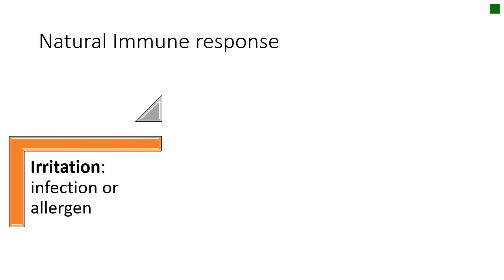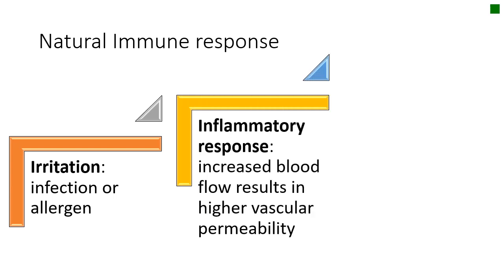So the first condition that is required is a condition that acts as a trigger, which can be an irritant, such as an infection or an allergen. That triggers the inflammatory response, which means that there is increased blood flow, because blood carries those factors which are required to fight the infection or to drive the allergen away.